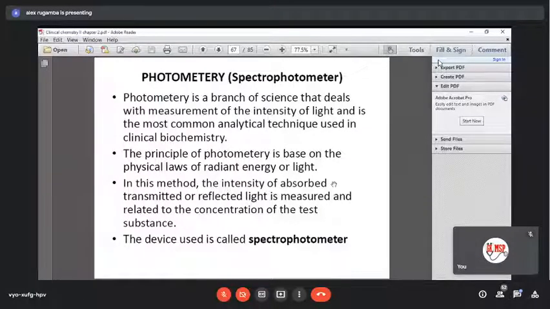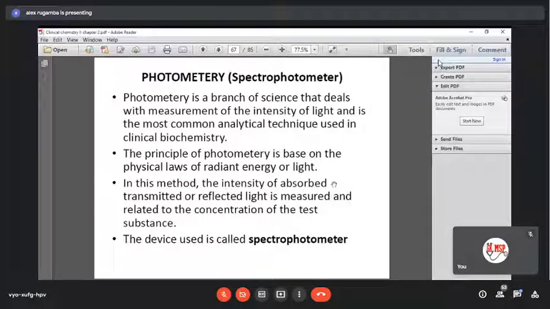Photometry is based on the physical laws of radiance, the energy of light. In this method, in terms of the absorbed, transmitted or reflected light, it is measured and related to the concentration or intensity. The device used is called the spectrophotometer. So this is also easy because you remember the HPLC, high performance liquid chromatography.